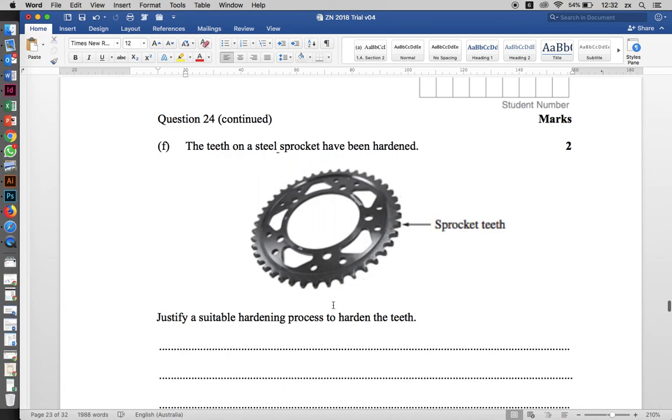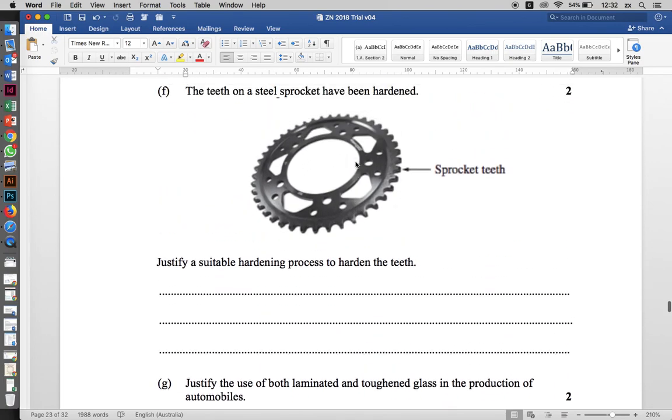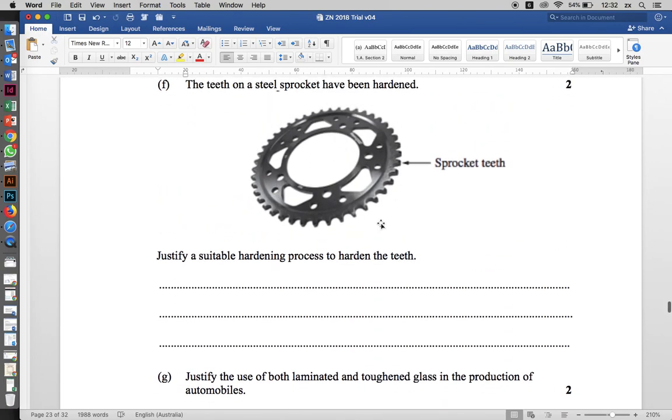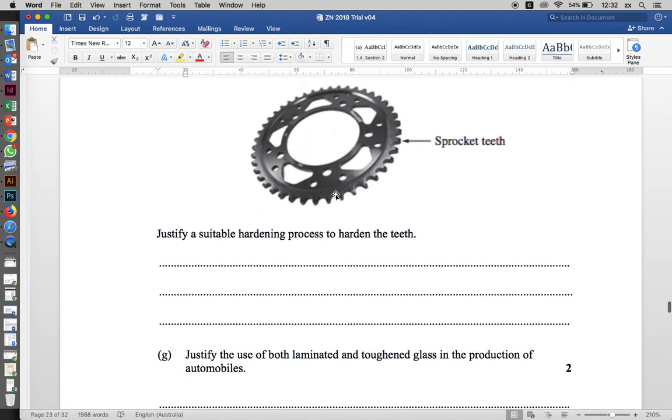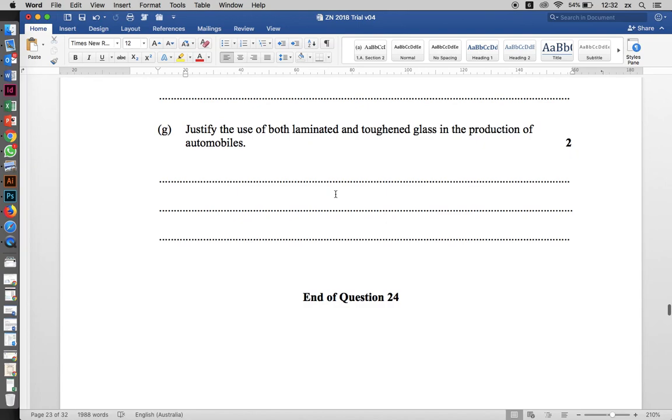So there's two answers: flame hardening or induction hardening. I'm happy with either of those. The reason why we do that is so that we have hard teeth that don't wear away, but we still have the toughness on the inside. That's 2 marks. Okay, why do we use both laminated and toughened glass in automobiles?